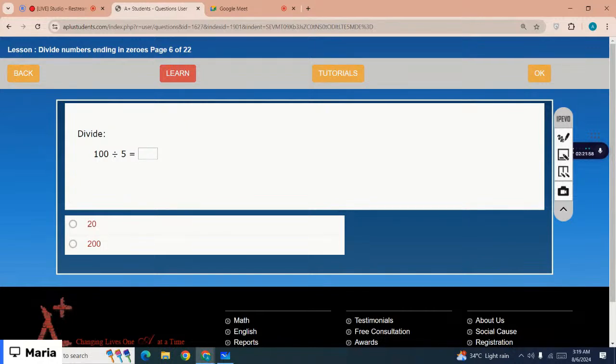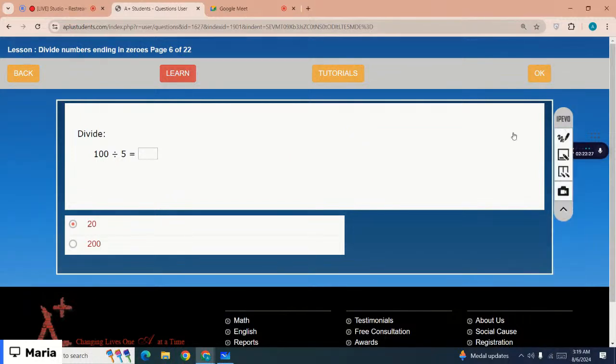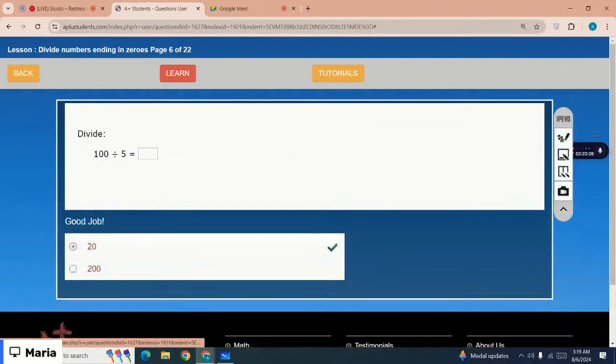100 divided by 5 equals, so you can simply divide 10 by 5, right? 10 divided by 5 is 2. Then you can add the other zero. So 100 divided by 5 is 20. The correct option is 20. Option number 1 is the correct option.